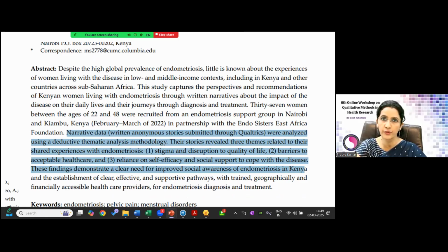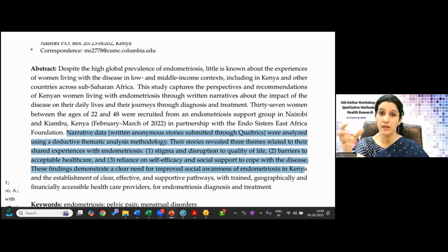Qualtrics is a platform through which you can collect the data. They were analyzed using a deductive thematic analysis methodology. And their stories revealed 3 themes related to their shared experience with endometriosis: stigma and disruption of quality of life, barriers to acceptable healthcare, and reliance on self-efficacy. So if you see, many times they write narrative analysis. Since they have collected the data in the form of a narrative, that doesn't always mean it is a narrative analysis. Actually they have done a thematic analysis of the narrative data, and they have written it like a narrative analysis. But basically narrative analysis is only possible when you co-construct the story in the form of a story. Here, it's more of a thematic analysis.